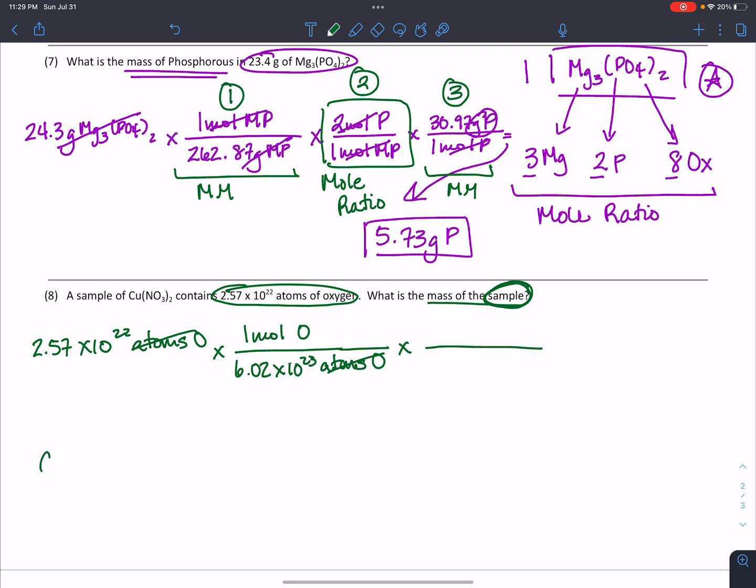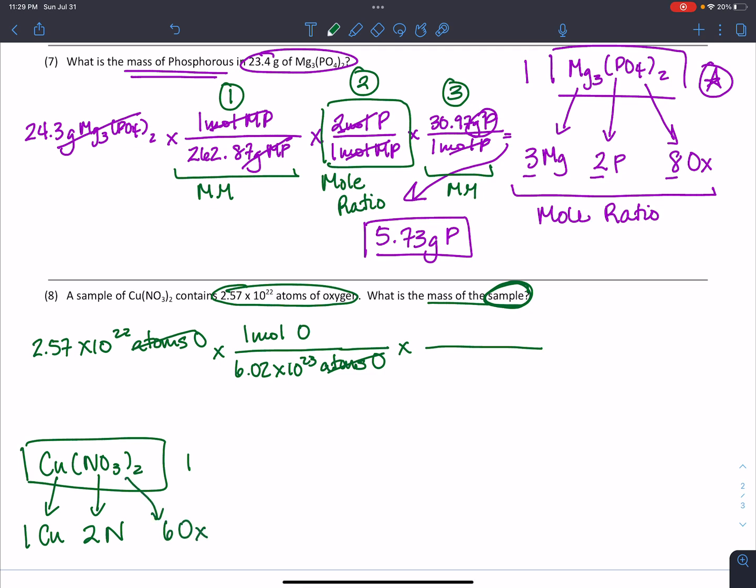So this is where our mole ratio step comes in. If I look at my formula, Cu(NO3)2, for every 1 molecule, I have 1 copper, 2 nitrogens, and 6 oxygens. That 2 gets distributed inside of the parentheses, so 3 times 2 is 6. So in my mole ratio, for every 1 mole of the copper nitrate, we have 6 moles of oxygen atoms. That lets us cancel the moles of oxygen.